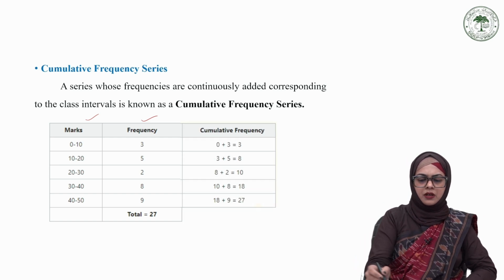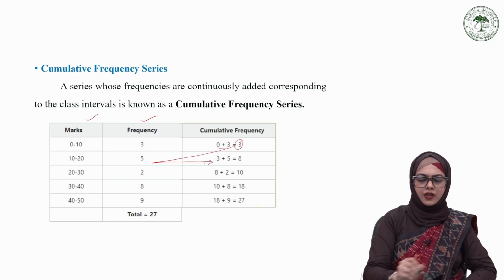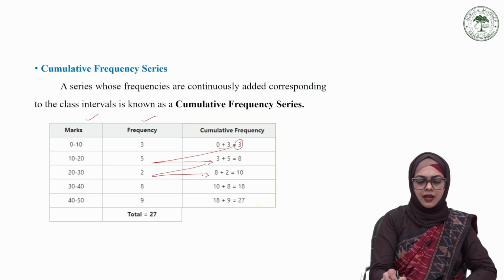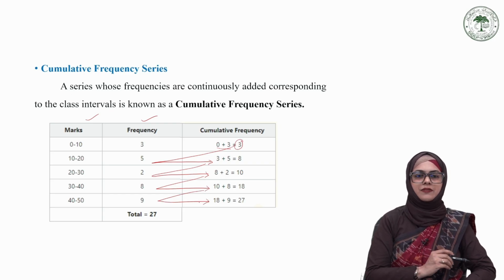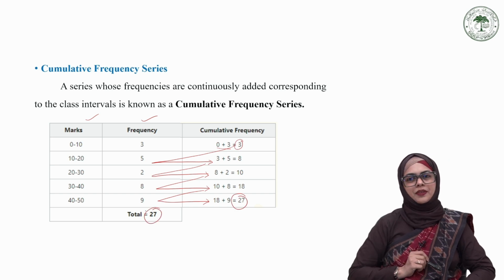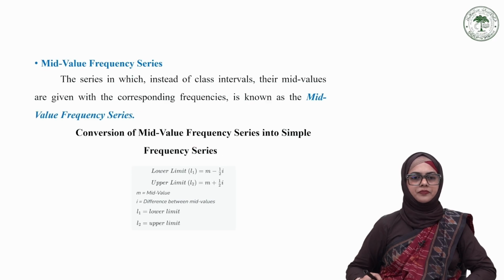So the first cumulative frequency will be 0 plus 3. We have 3. Now this 3 will be added with 5 to give you 8. Now this 8 would be added again to 2 to give you 10. And 10 added with 8 would give you 18. 18 added with 9 would give you 27. So this value will be exactly the same as this value. That's how you create a cumulative frequency series.